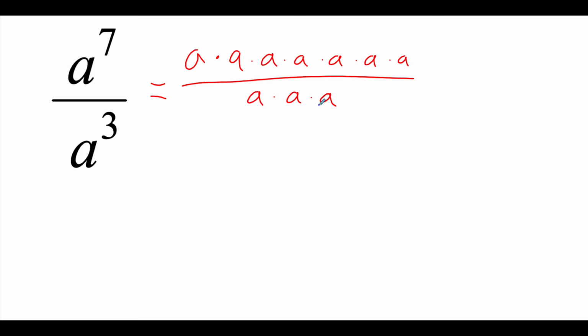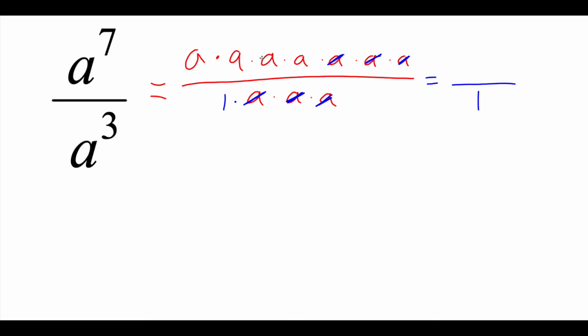So I can cancel out 1 a on bottom with 1 a from the top. I can cancel out another a on bottom with another a from the top. And I can cancel out one more a on bottom with one more a on top. So all of the a's on bottom have canceled out. So we always want to think about there being a 1 being multiplied by all of these things. So there's still technically a 1 on the bottom of this fraction.